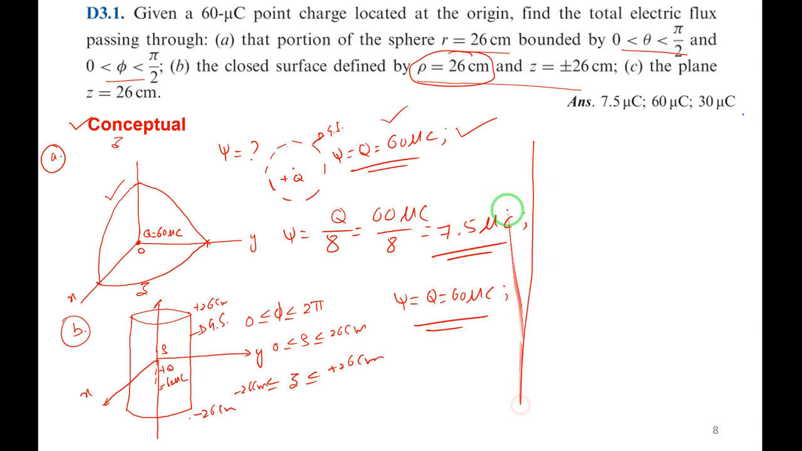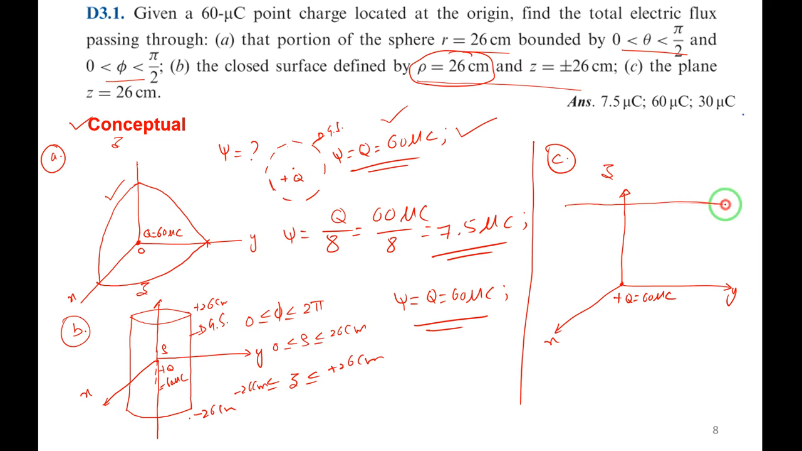Then coming to part C, the plane z equal to 26 centimeter. Yes, we will try to draw the z equal to 26 centimeter plane. X axis, Y axis and Z axis, and at the origin, plus Q, that is 60 microcoulomb, is located. Then z equal to 26 centimeter means the plane is parallel to the X and Y axes, so parallel to the Y axis, then parallel to the X axis.